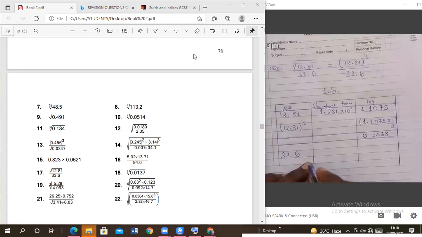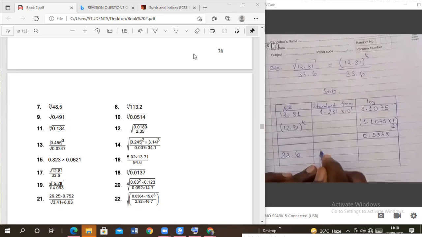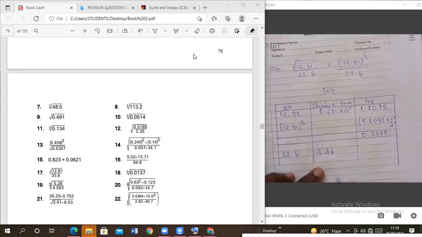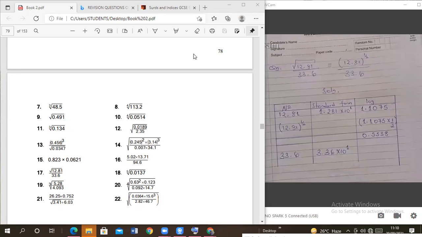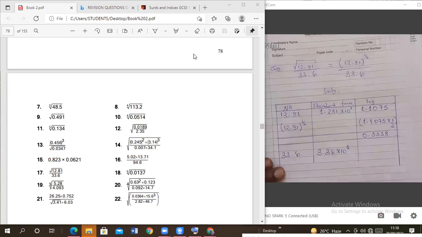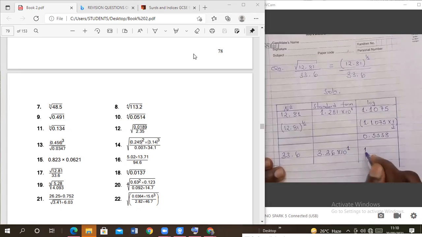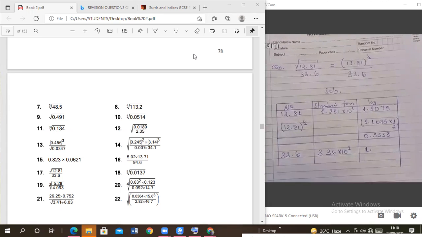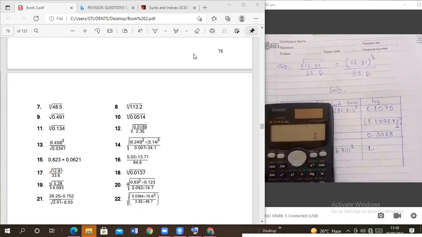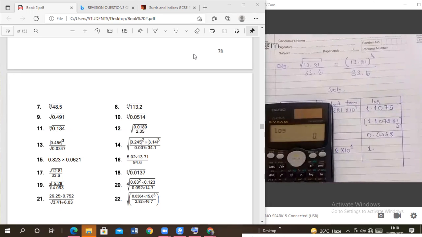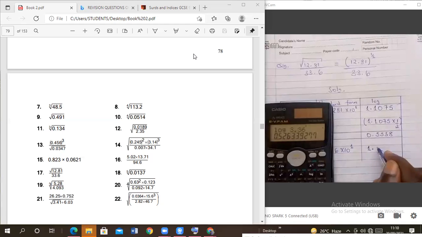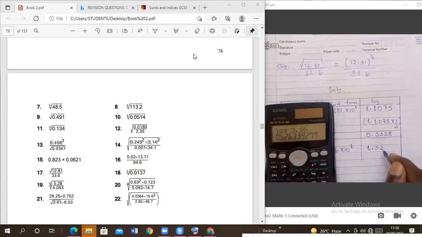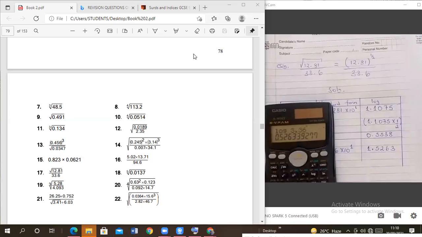Our denominator is 33.6. So 33.6 in standard form is going to be 3.36 times 10 to the power 1. So now this one will give us 1 point. What is the logarithm of 3.36? Are you getting the same value like me? So we get 0.5263.